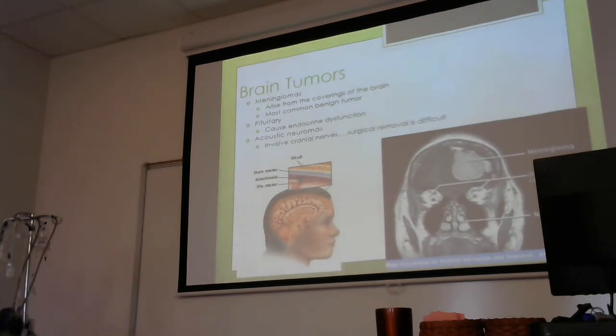Acoustic neuromas is another one. Acoustic neuromas typically involve cranial nerves specific to the ears. So these patients will many times come in complaining of ringing of the ears. Go back, review your cranial nerves, because we do see acoustic neuromas around cranial nerves.